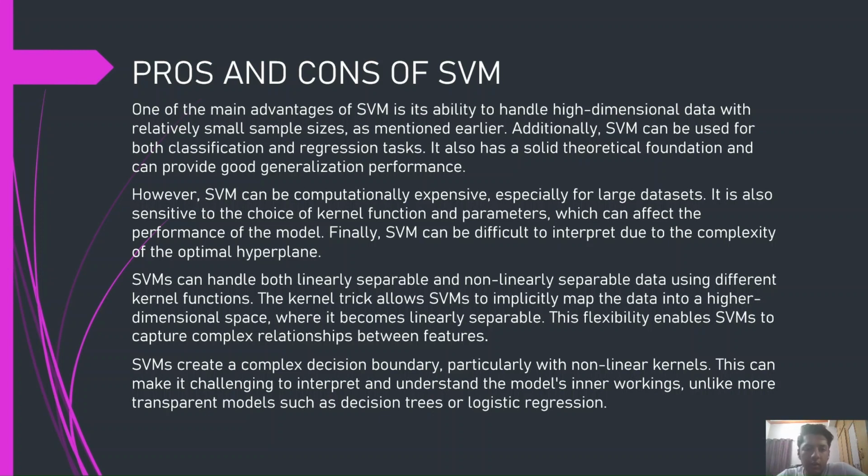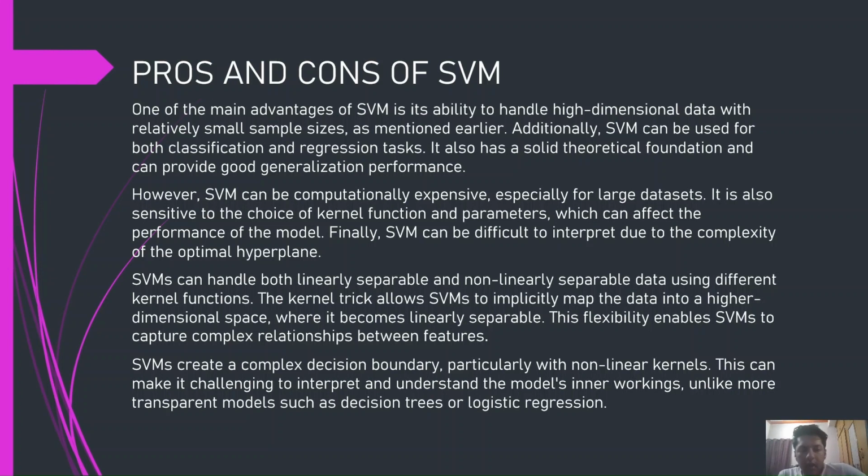However, SVMs can be computationally very expensive, especially for larger datasets, as you might have many classes and you might need many vectors to be plotted. For these kinds of datasets, it is very sensitive to the choice of kernel function and parameters as well, which can affect the performance of the model. And finally, SVM can be difficult to interpret due to the complexity of the optimal hyperplane. There might not be one optimal hyperplane, there could be many, and choosing the nearest one can be a bit difficult to find the most optimum one.